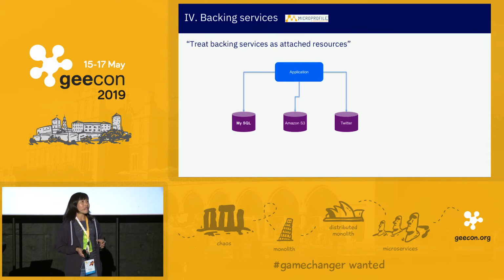So the fourth one is the backing service. For backing services, basically all the backing services should be loosely coupled. You are free to switch the backing services, and they are configurable. For example, one day you use Twitter as the social media, and the other day maybe you use some other social media application. If you make it configurable, you are free to switch among the different backends.